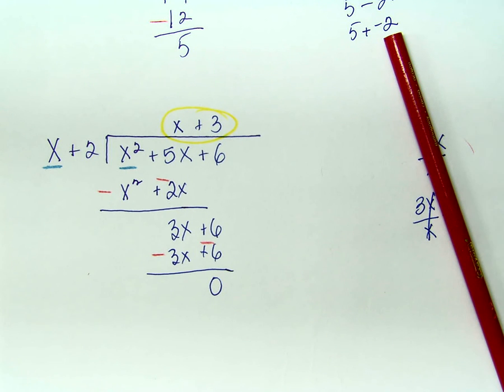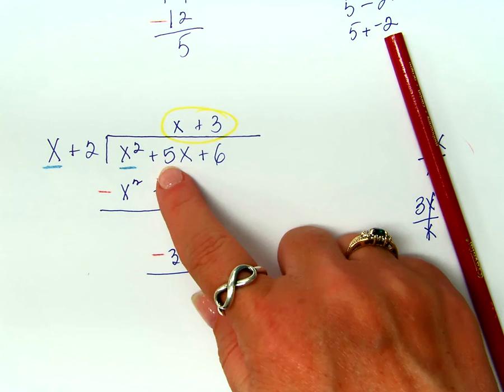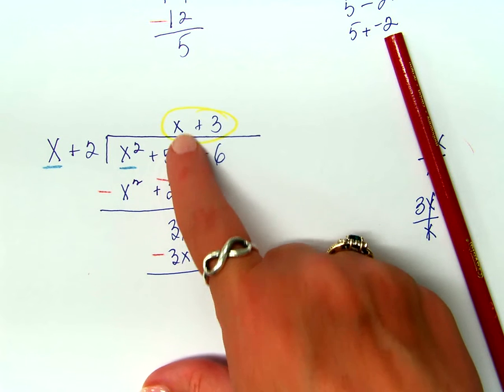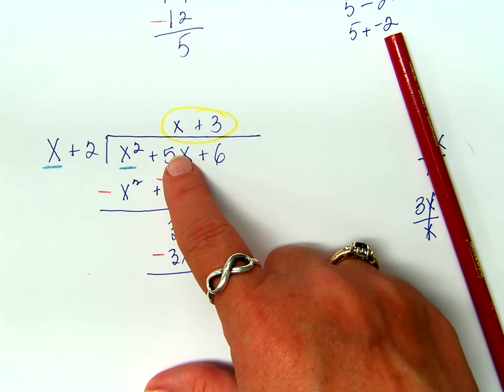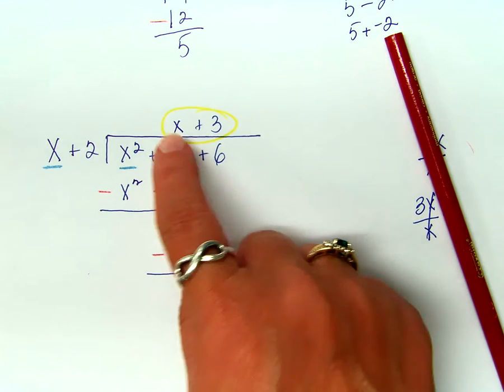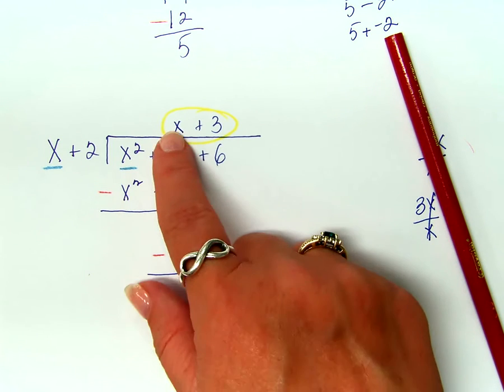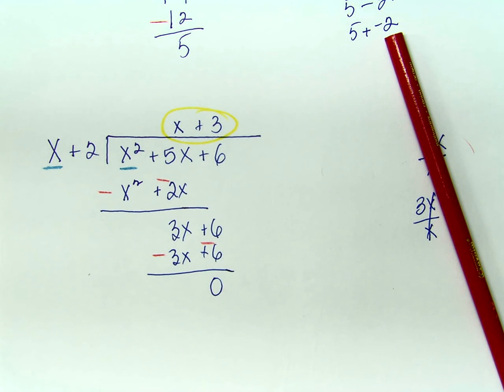Okay, wait. I'm confused. Why did you put the x on top of 5x and not x squared? So why did I put this x on top of 5x and not x squared? Because I want to line it up with the terms that it's like. But x is like x. x is not like x squared. If I was adding, I couldn't add x squared and x, but I could add x and 5x. Good question.